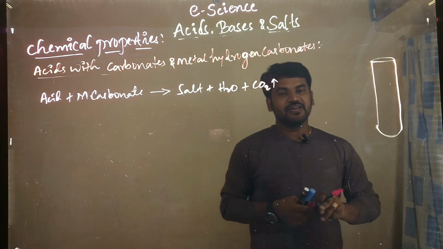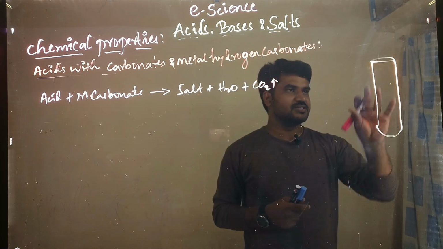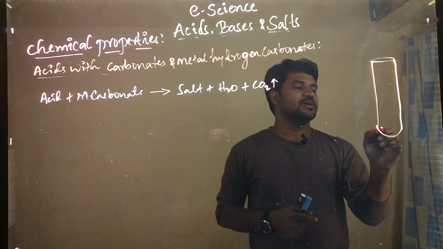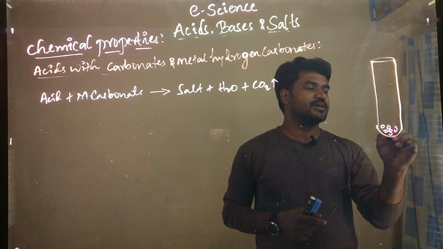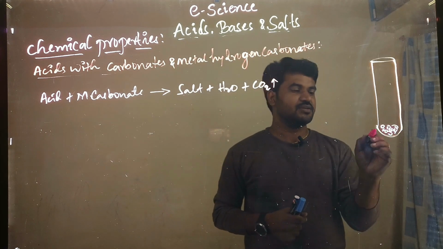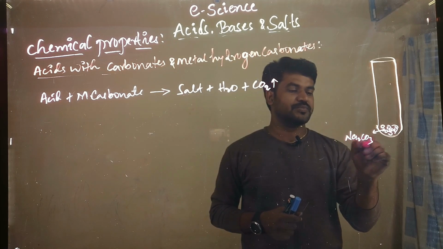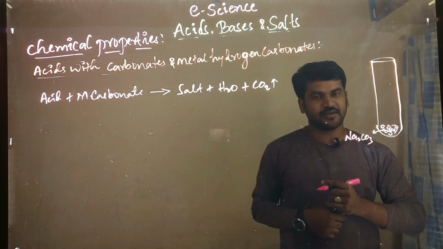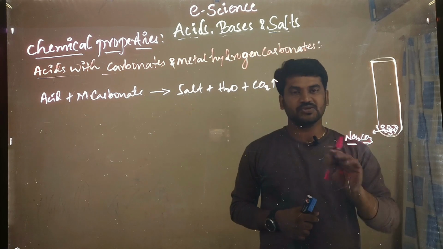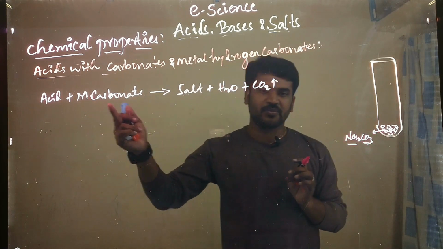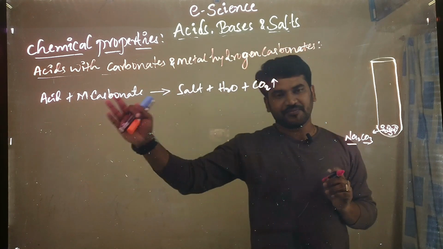So for that we need an apparatus, we need a setup like this. First of all we'll take a boiling tube. In that we'll take any one metal carbonate. Here I am taking Na2CO3, sodium carbonate. Sodium carbonate is a metal carbonate. So we take a metal carbonate, and we need to take an acid, right?